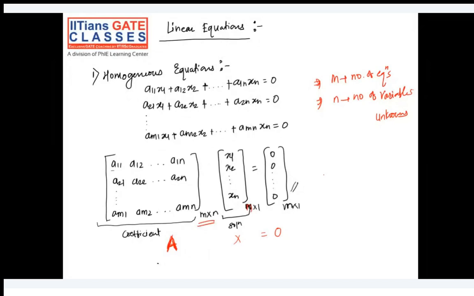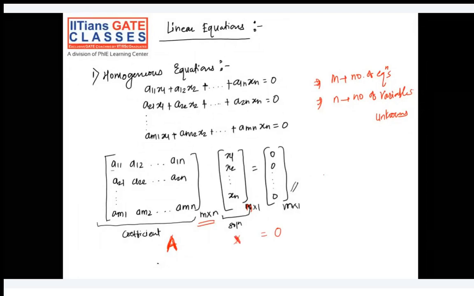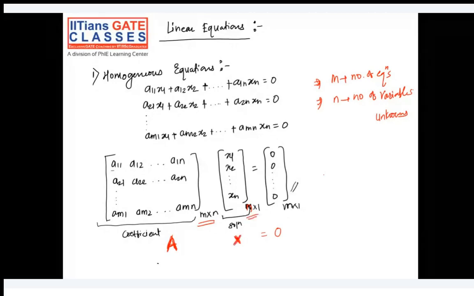And that is 0. There is a 0 matrix basically, all elements are 0. So the first step you have to do is convert a given set of equations into the matrix form, which will look like AX equal to 0, where A is the coefficient matrix, X is the variable matrix or unknowns, and equal to 0. So AX is equal to 0 is the first thing you should know. Clear?